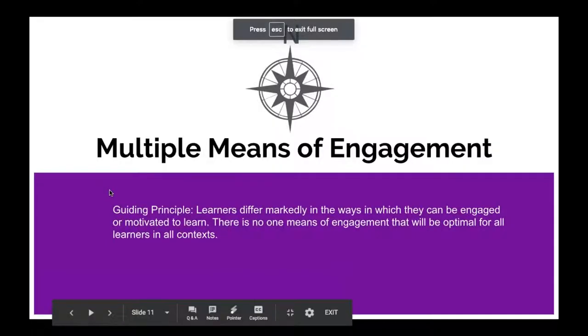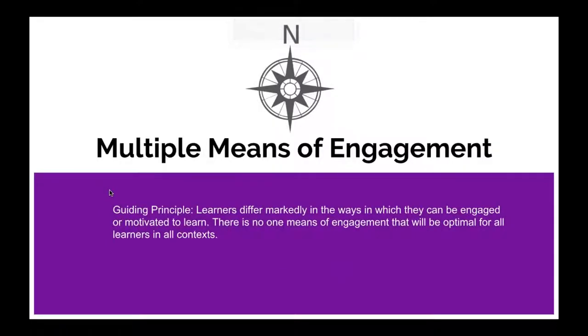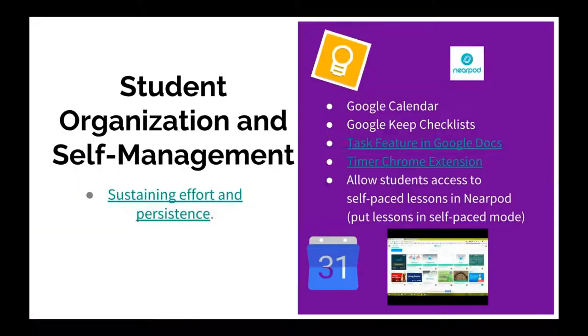So to start off, let's talk about multiple means of engagement. The guiding principle here under universal design is that learners differ very markedly sometimes in the ways that they're motivated to learn or the ways that they can be engaged. There's no one means of engagement that works for all learners in all contexts.